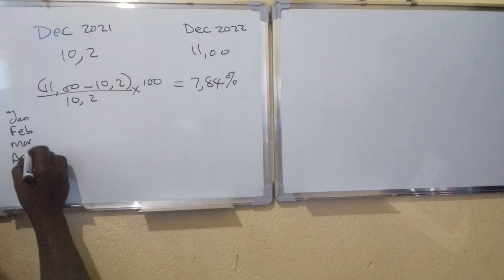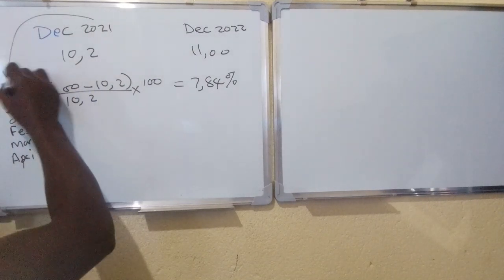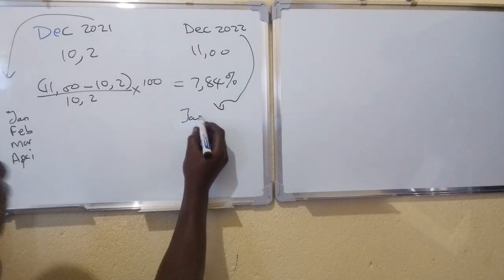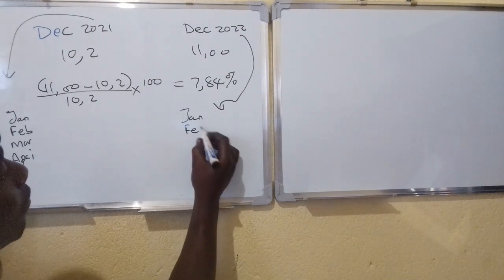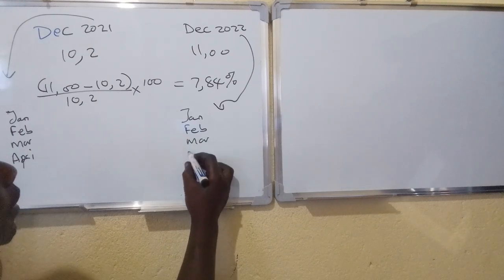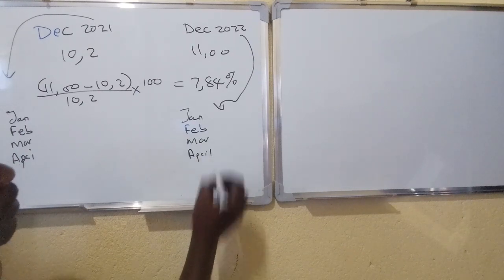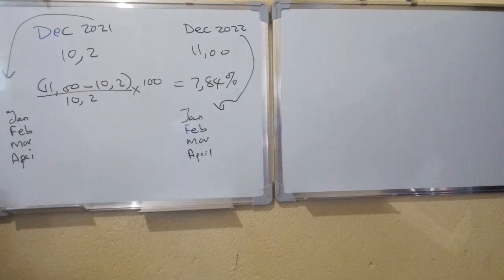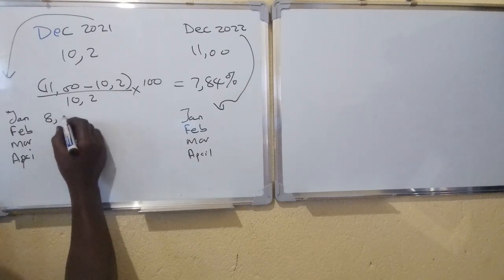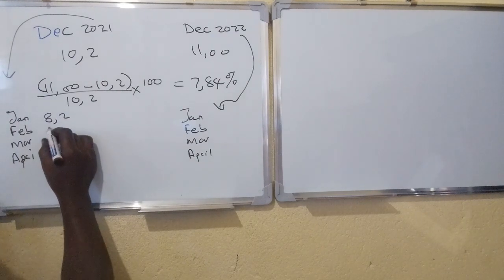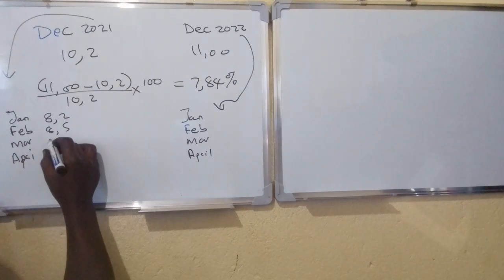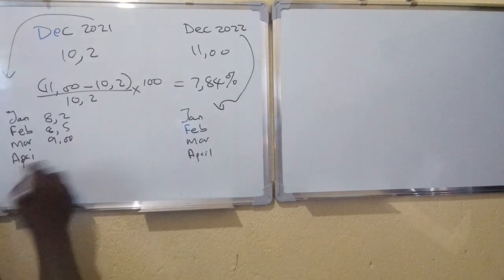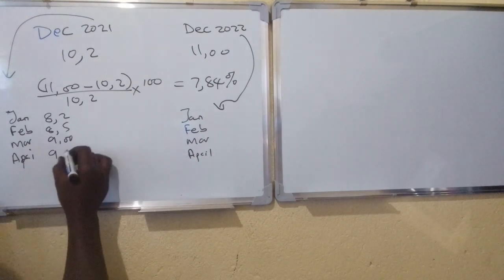April, this is 2021, by the way. And then you have also for 2022, January, February, March, April, but this would be 12 months for each of these two pairs. But I'm just going to show you with these 2 months. Let's say it was 8. In January it was 8.2, February it was 8.5, March it was 9. This is the consumer price index. In April it was 9.1.